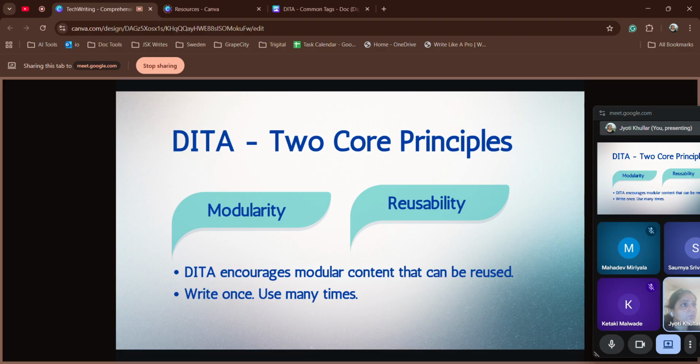DITA के two core principles हैं, जो main इसके purpose है you can say, modularity and reusability. So content is written in the way so that it is modular. Modular means again broken into many small pieces that can be reused. So they complement each other. Like modular होगा तो ही reuse हो पाएगा, right? और अगर reuse करना है तो content has to be modular, has to be chunked. Okay, so write once, use many times is the funda.